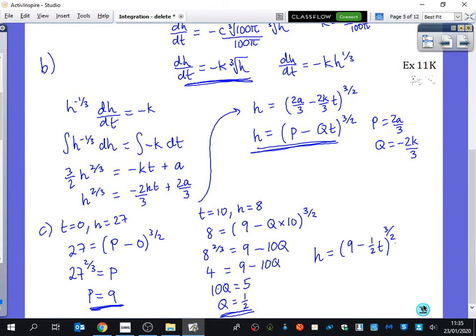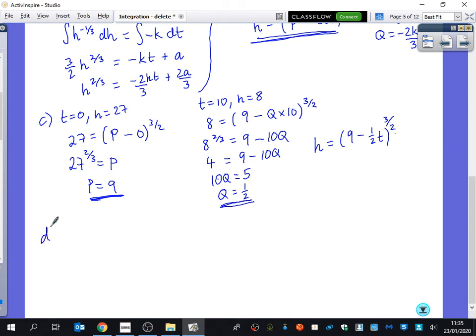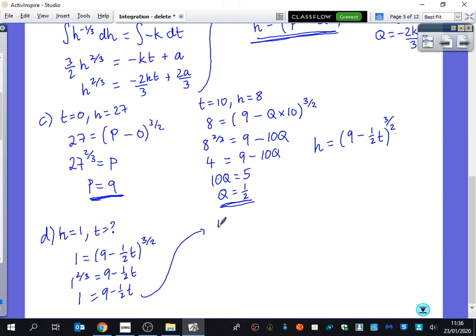Let's have a go. Just imagine if it's 16. So we have now said that the height is 1, and we want to find out what t is. So 1 equals 9 minus a half t to the 3 over 2. So you get 1 to the 2 over 3 equals 9 minus a half t. So that's 1. My brain has just gone really stupid. So you get a half t is equal to 9 minus 1, which is 8. So t is equal to 16 minutes.